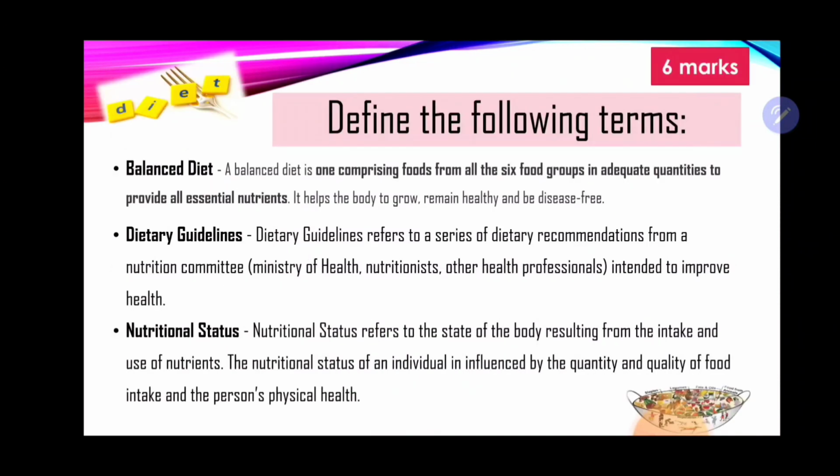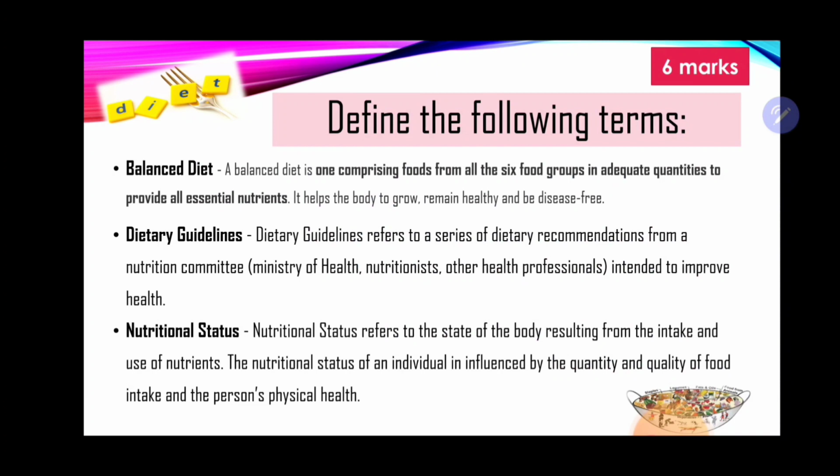Define the following terms. 6 marks. First one is a balanced diet. A balanced diet is one comprising foods from all the 6 food groups in adequate quantities to provide all essential nutrients. It helps the body to grow, remain healthy, and be disease-free.